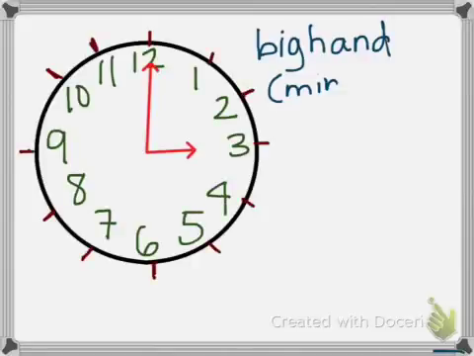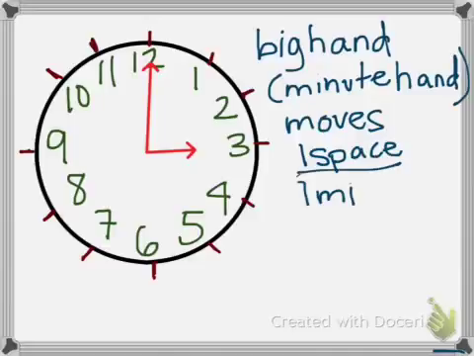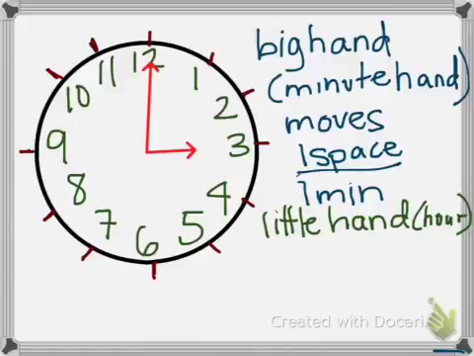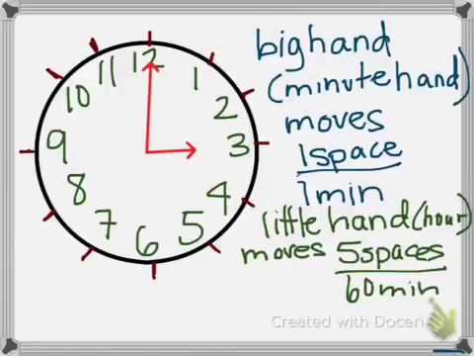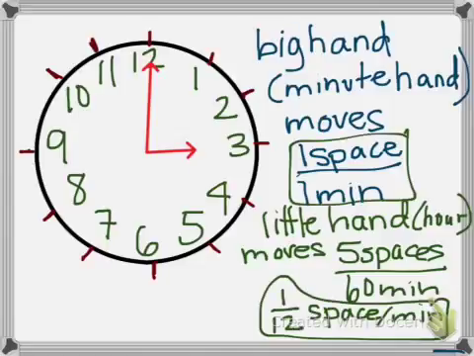Okay, so in the clock problems, the big hand that they refer to is the minute hand, and that hand moves one space per minute. The little hand that they refer to is the hour hand. The hour hand moves a lot more slowly. It moves 5 spaces every hour, so 5 spaces in 60 minutes, which reduces to 1/12 of a space per minute.